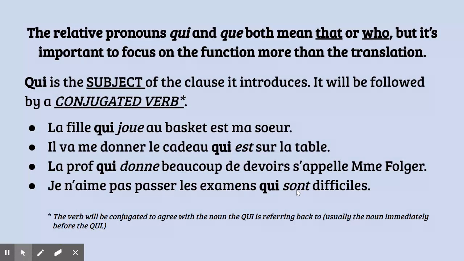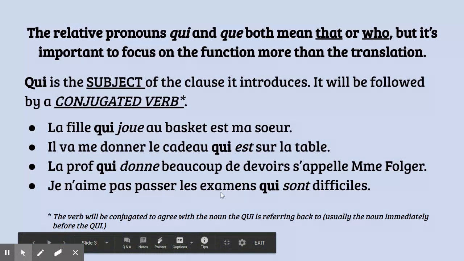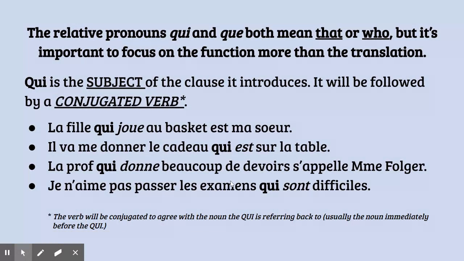And that verb will always be conjugated to agree with the noun that the qui is referring back to. So like in this last example here, what's difficult? The tests are difficult. So that has to be plural because les examens is plural. So you're going to conjugate that verb like whatever noun that qui is referring to.